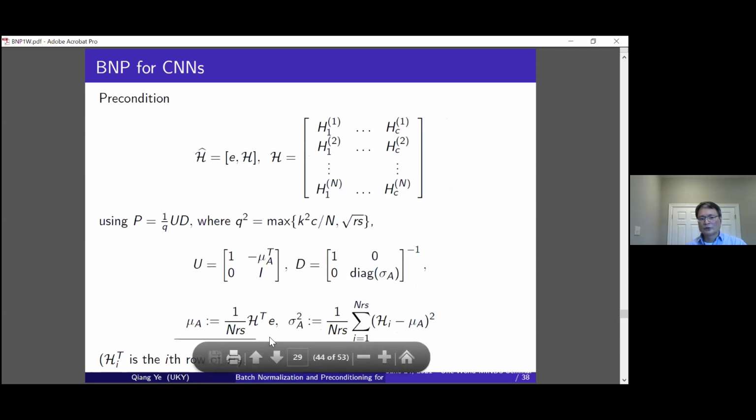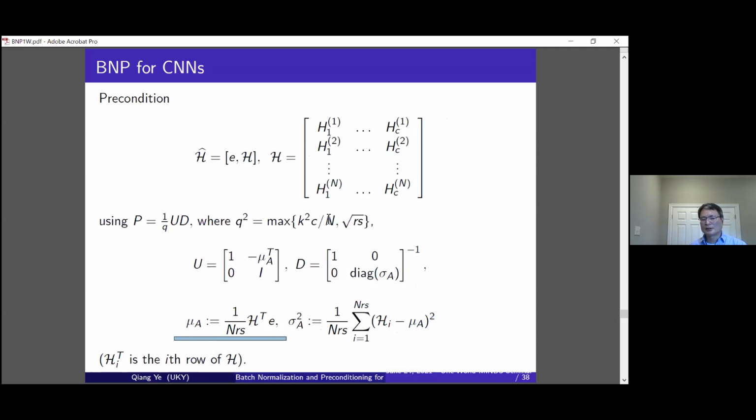Now what's different is what the mu is and what the sigma is. The mu here is a vector. So it should be the row sum of this H matrix, divided by 1/N. So it's really the mean of all the row vectors of the H matrix. And sigma A squared is the variance of all the rows there. That's the same thing as we had before.